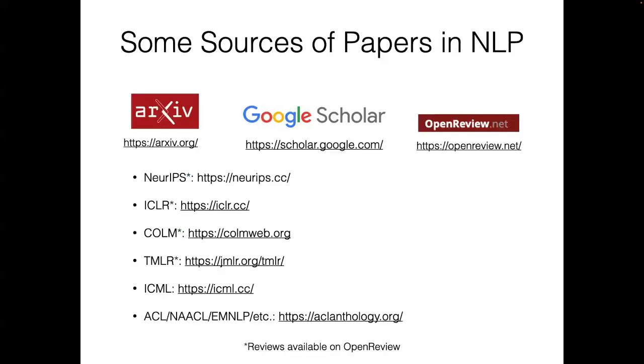Here are some different sources of papers in NLP, if you haven't seen these before. Of course, a lot of papers are posted on arXiv. Here you have to choose which arXiv papers you read. Does anyone have any favorite strategies for choosing which arXiv papers to read? Because there's way too many. There's hundreds or maybe even 1,000 that come out every day.